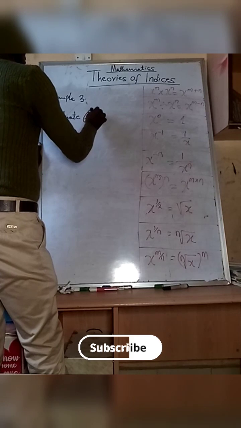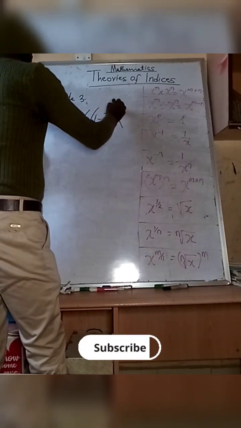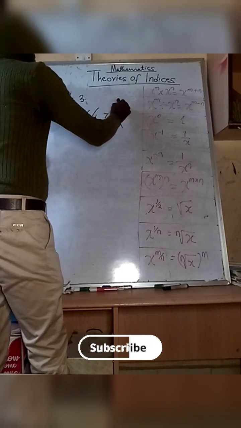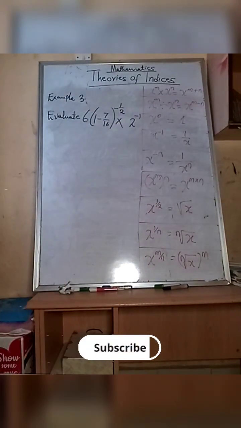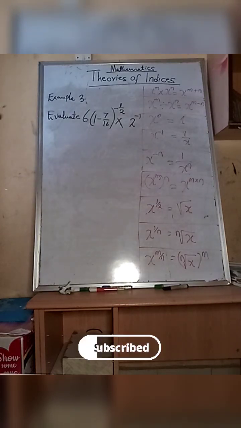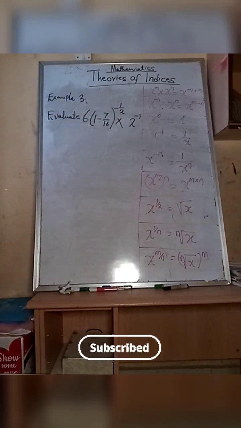Evaluate 6 into 1 minus 7 over 16 raised to power negative 1 over 2 times 2 raised to power negative 1. So this is it. Having been given something like this, the first thing that should come to mind, like I have said earlier, is that problems requiring the application of indices laws may not necessarily come in their simplest form. It may require a few conversions here and there.